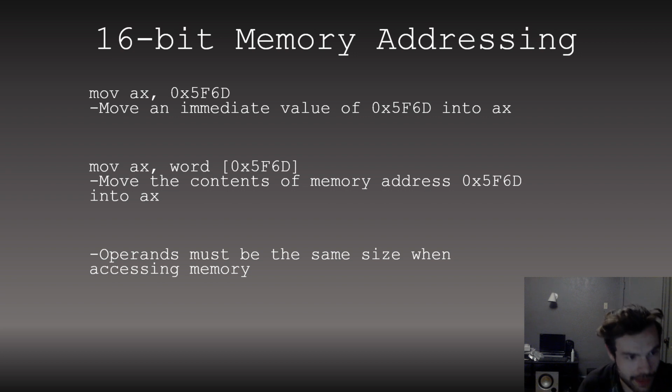If we say mov AX, 0x5f6d, that is moving an immediate value of 5f6d into AX. That is not memory addressing. But if we want to do memory addressing, we have to put square brackets around it and put the size of the operand and the register that we're going to be moving it into. So that would turn into mov AX, word [0x5f6d]. And that is actually moving the contents of memory address 0x5f6d into the register AX. Nice. And operands must be the same size when accessing memory, which is why you put word in front of the square brackets.